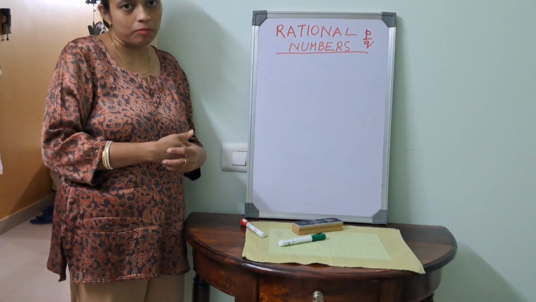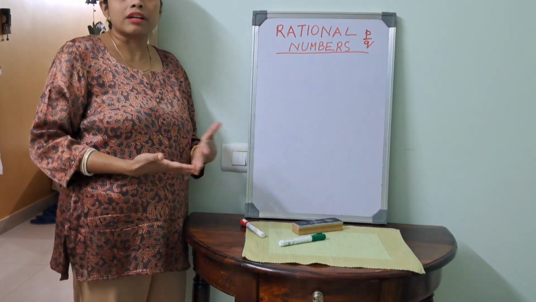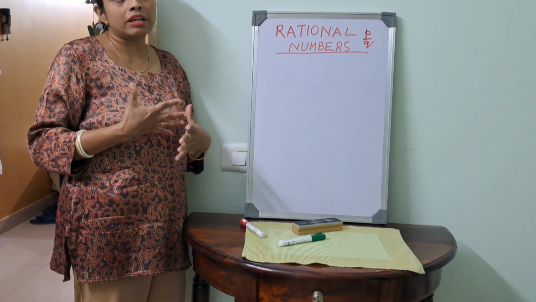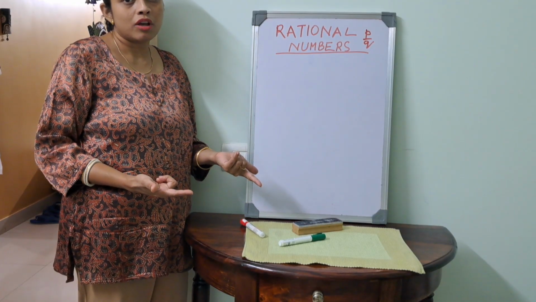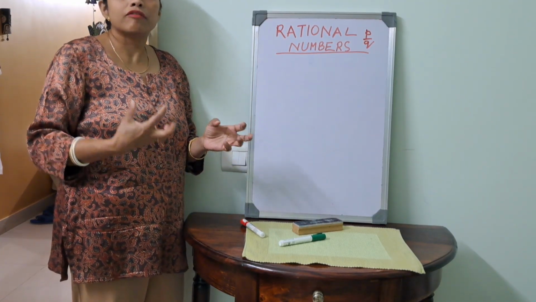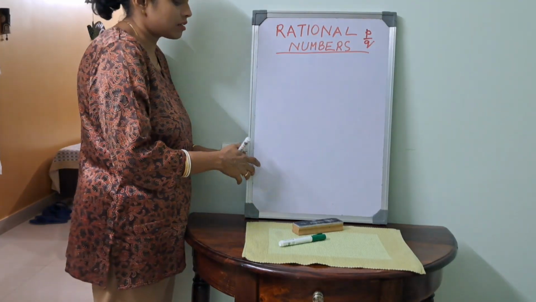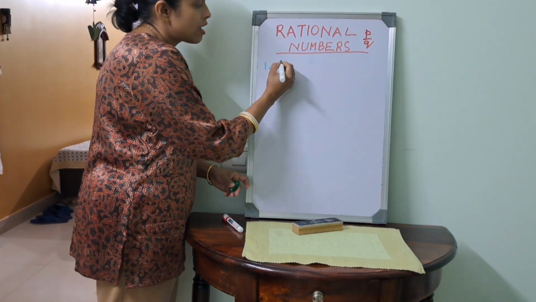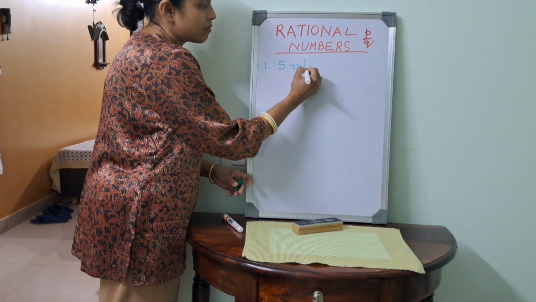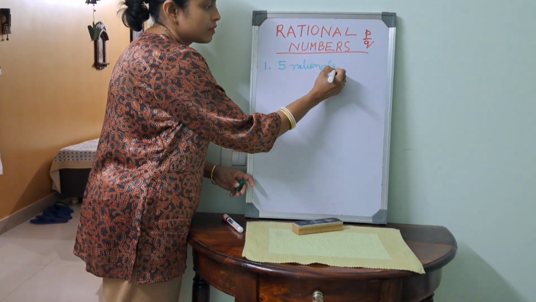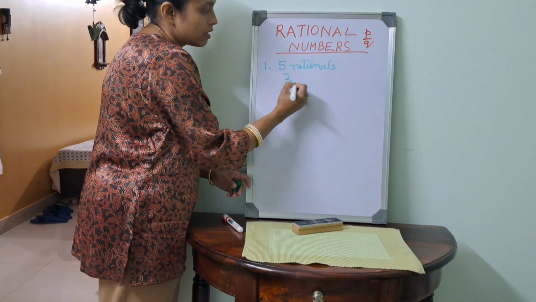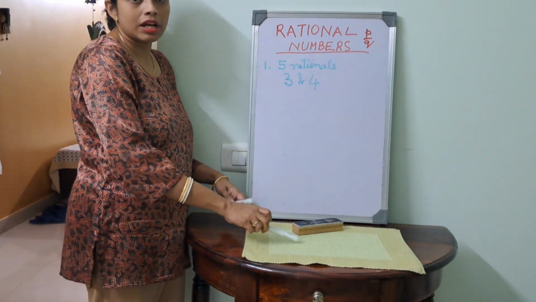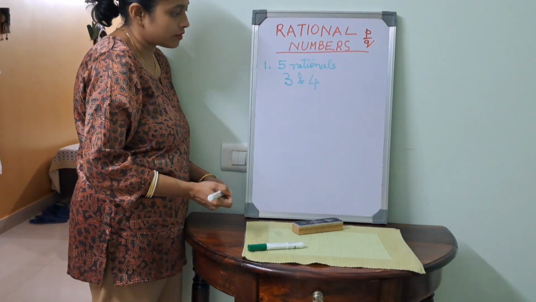We take only one subtopic, which is, as I discussed in the last class, that there are infinite rational numbers lying between two given rational numbers. So let's try finding a few rational numbers. Suppose we get a sum which says that you have to find 5 rational numbers lying between 3 and 4. So 5 rational numbers lying between 3 and 4.